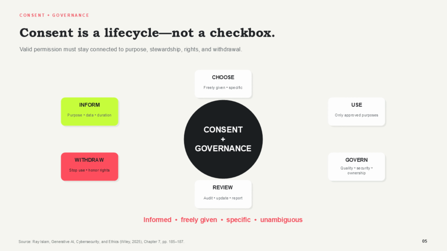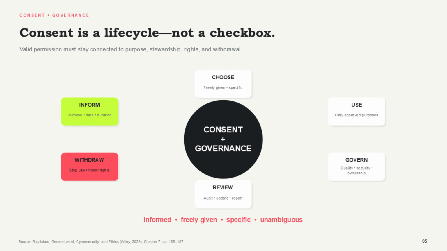Consent is often presented as a tiny box beside a long privacy notice. Chapter 7 asks us to think much bigger. Valid consent is an affirmative action. It must be informed, freely given, specific, and unambiguous. People should understand what data is collected, why it is needed, how it will be used, how long it will be retained, and what rights they keep. They must also be able to withdraw consent.